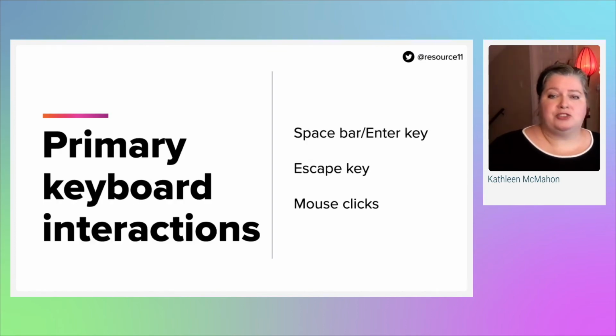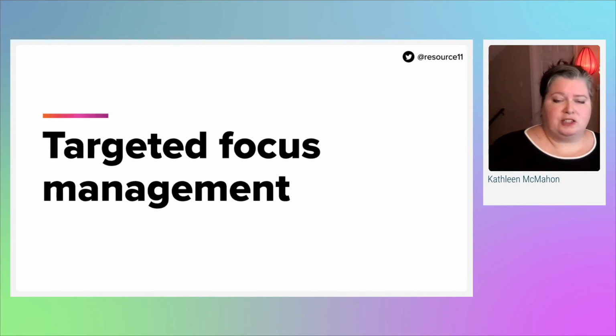The three primary interactions we need to focus on for a disclosure widget are the spacebar and enter key, which comes natively when you use a button to open the disclosure. We also need to support the escape key and mouse clicks. For special cases, like a search menu that toggles into view, you can optionally send focus to the first item in the open container.